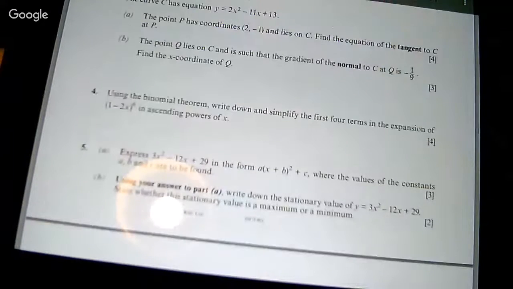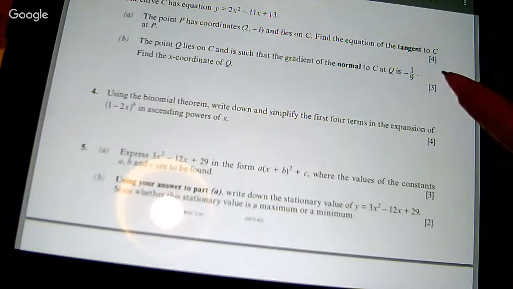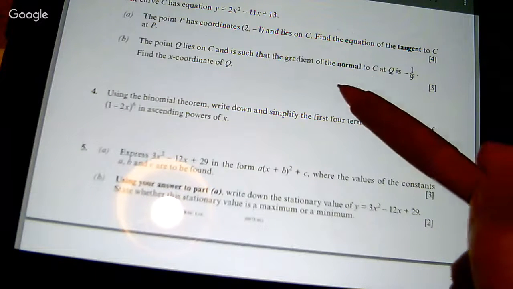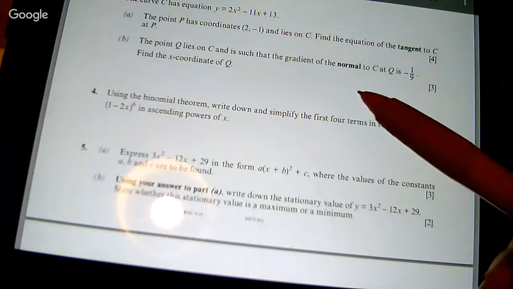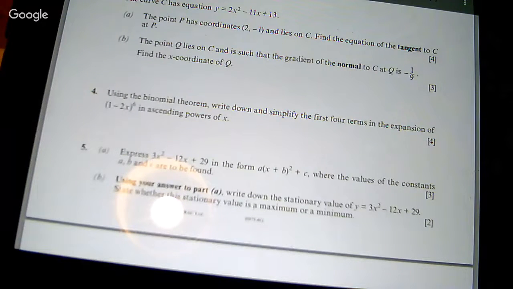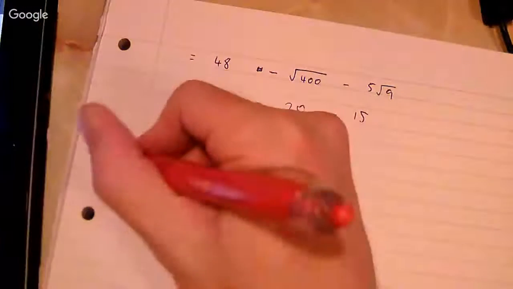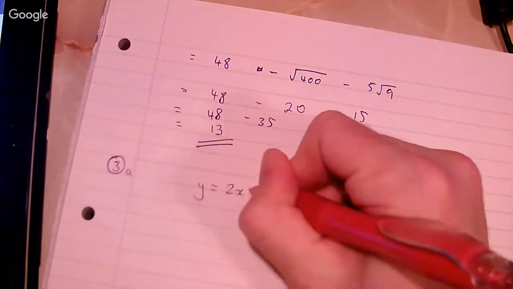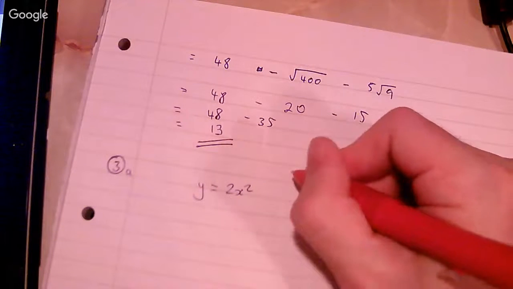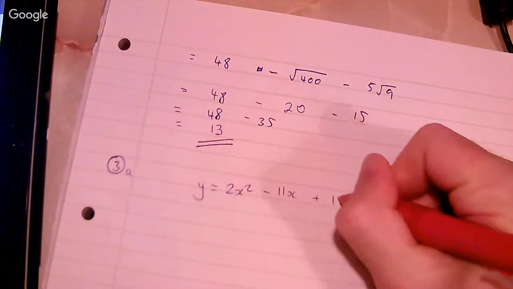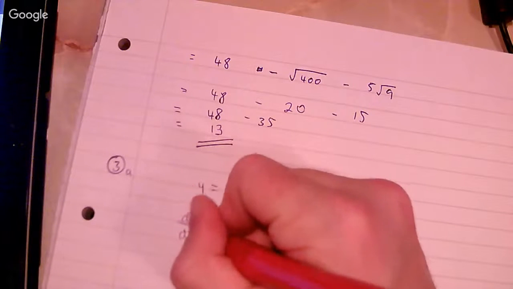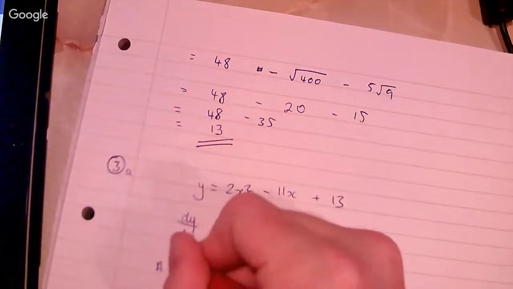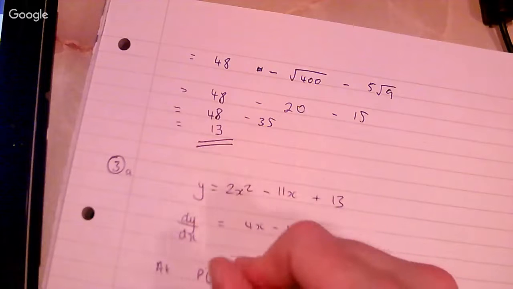So to do that, what I need to do is work out the gradient at this point P. So I need to differentiate to do that. And then I need to use the same formula that we used in question 1, y minus y1 equals m(x minus x1). Okay, so to start off, I'd always write down y equals 2x squared minus 11x plus 13, and then I'd differentiate to find the gradient, so that would be 4x minus 11. And then I'd say at P, and I'd always put it as coordinates, 2, minus 1.